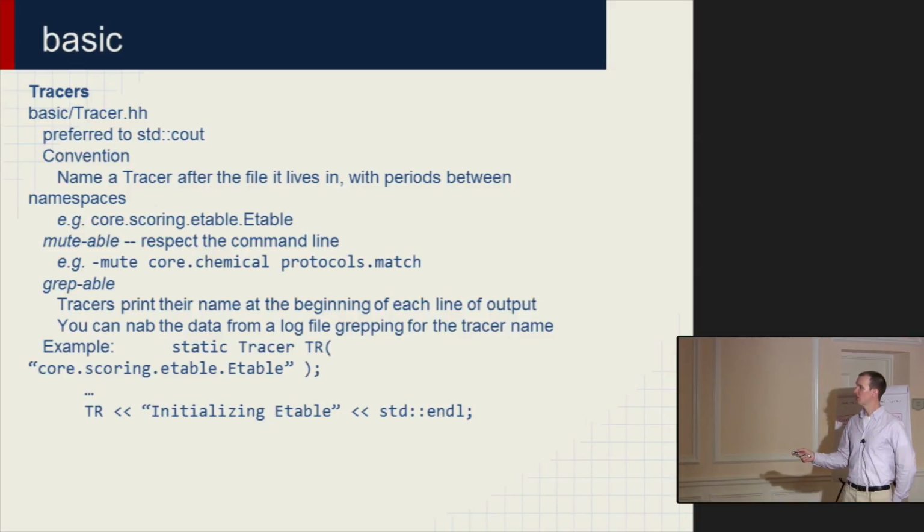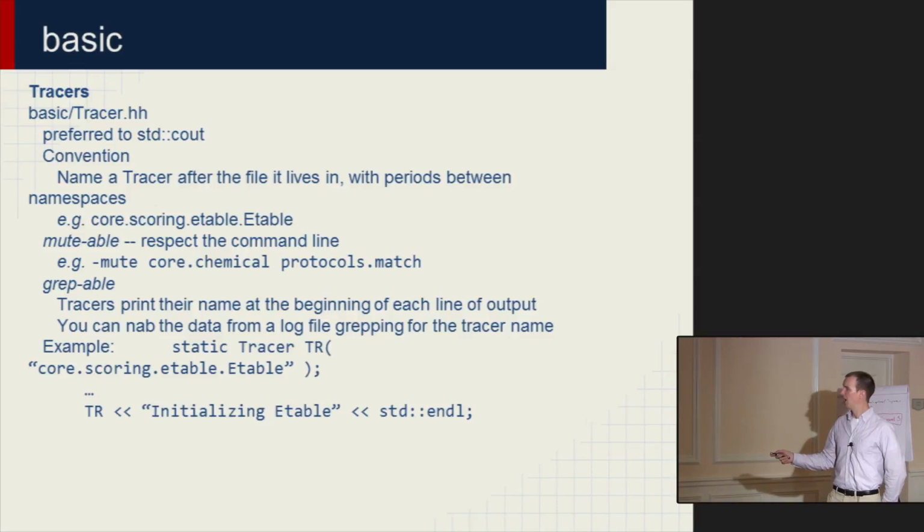So the convention is that you name a tracer after the file that it lives in, with periods between the namespaces. So if you had a tracer that lived in etable.cc in source core scoring etable, then you would name your tracer core.scoring.etable.Etable. And so when you declare it, say down here, you'd say, I'm going to declare a new tracer, static tracer tr, and then you give it the name as the one argument in its constructor. So you would name it core.scoring.etable.Etable.